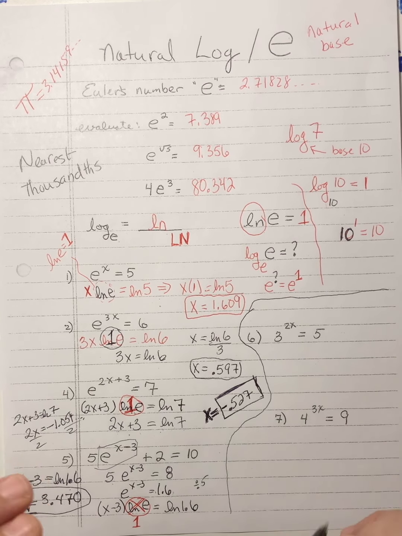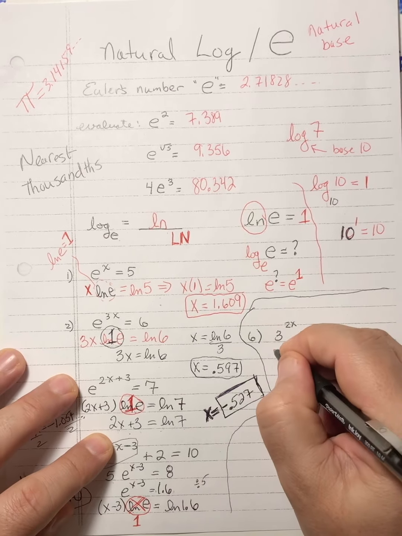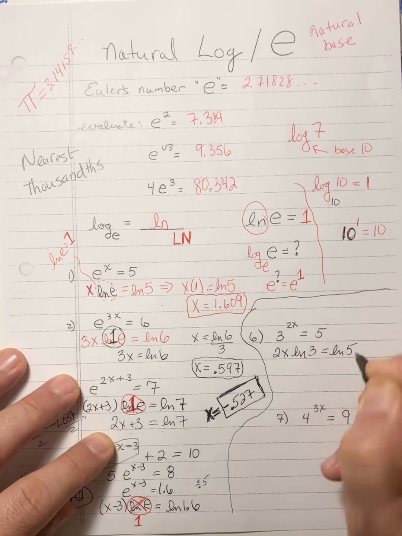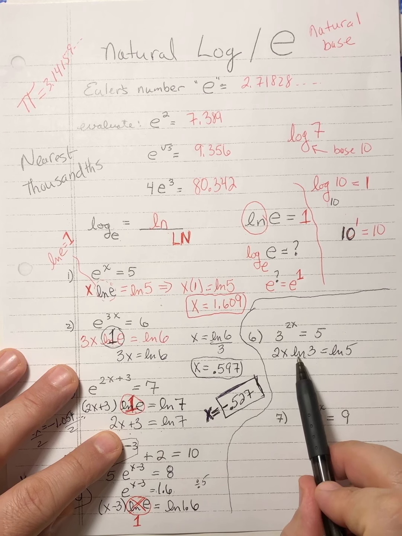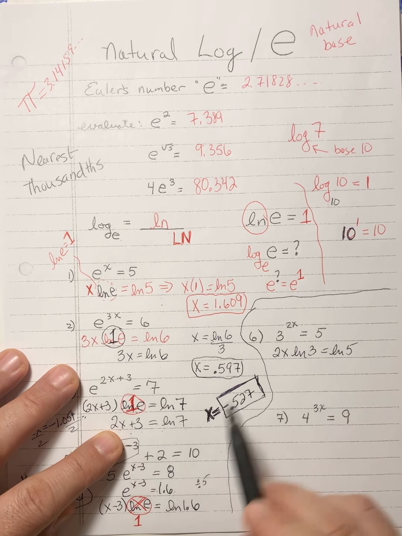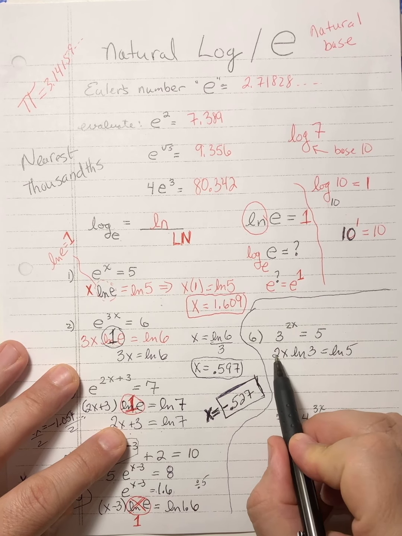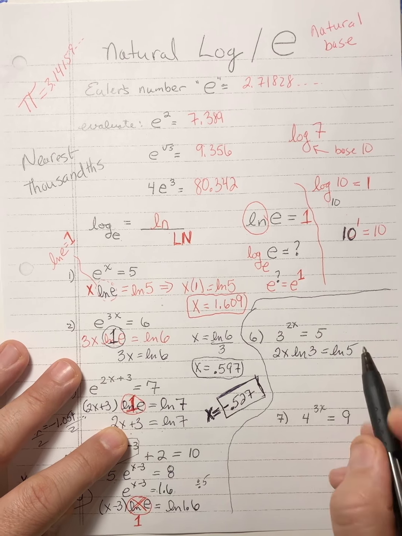That's it. So where does the 2x go? In front. So it's 2x ln of 3 equals ln of 5. See how quick and easy it is for me to scribble ln? So now what do I have to do? That's right, we just have to divide by the 2 and divide by the ln of 3, and we're done.